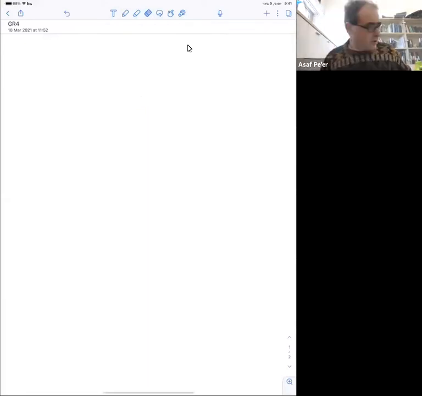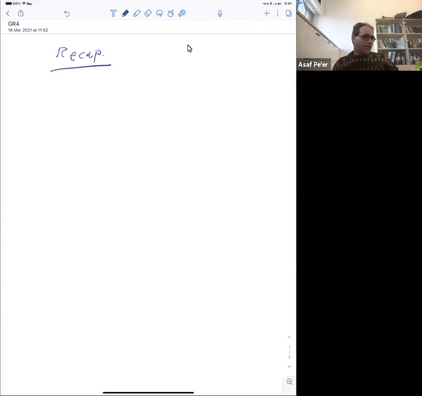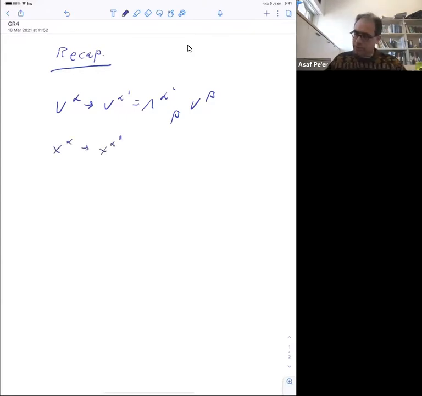Okay, very good. So last time we discussed the concept of 4 vectors. Recap. I argued that I define a 4 vector as any quantity whose components undergo the transformation V alpha goes to V alpha prime, which is lambda alpha prime beta V beta, when the coordinates transform in the same way. X alpha goes to X alpha prime, which is lambda alpha prime beta X beta. So any quantity whose components transform this way, I define as a 4 vector.